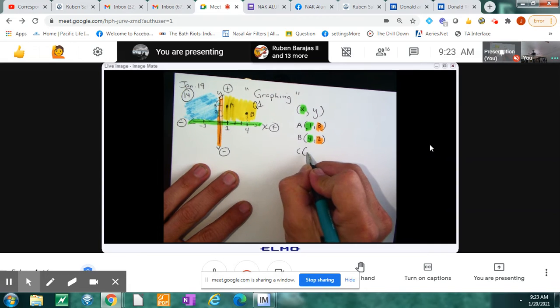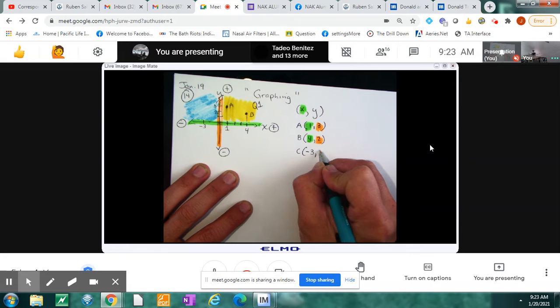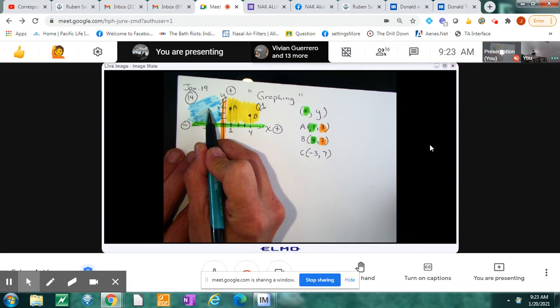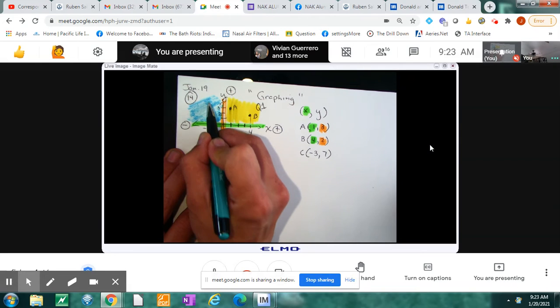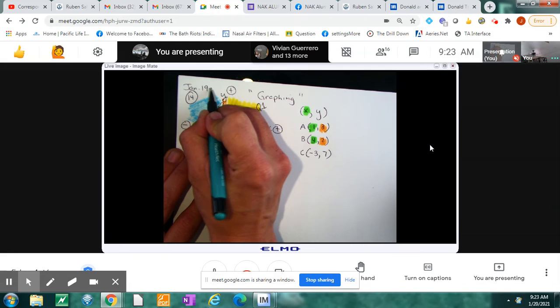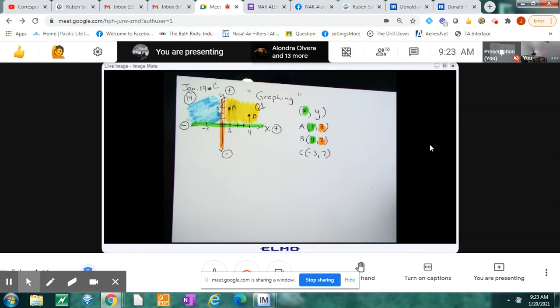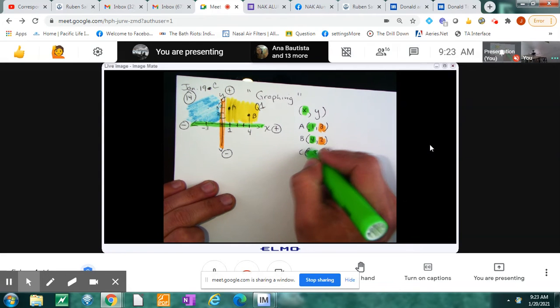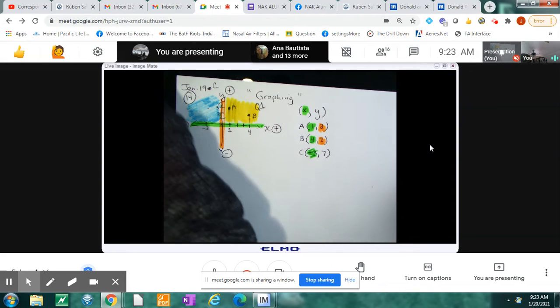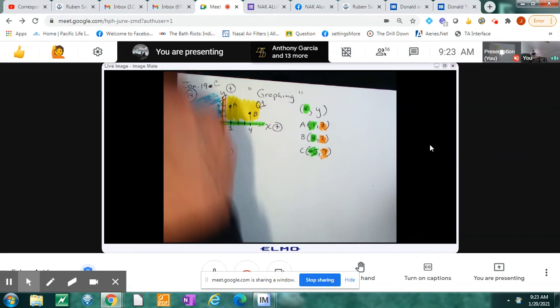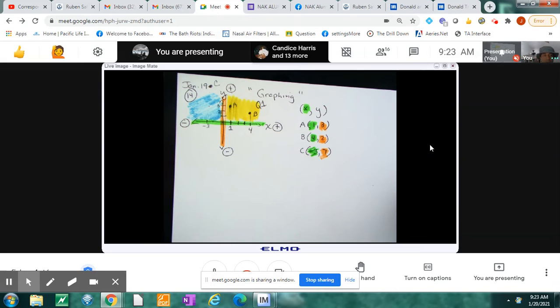So let's pick (-3, 7). Let's see, -3, comma, 1, 2, 3, 4, 5, 6. It'll probably be right here, so that'll be your 7. So far, so good. We're just reviewing the quadrants. (-3, 7).